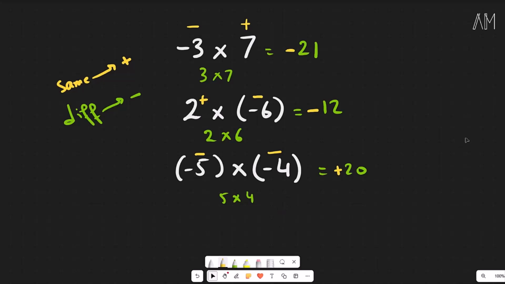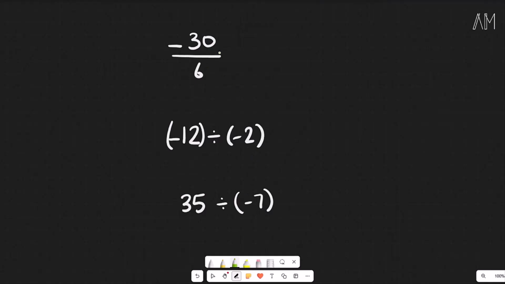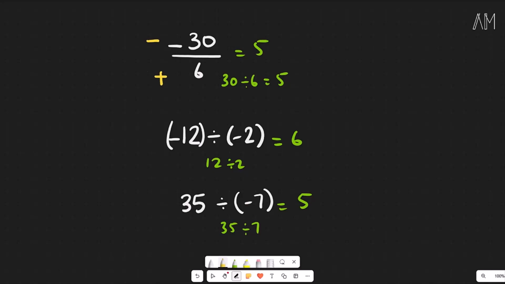Let's take some examples for division. In this case, again, we apply the division without the signs. So 30 divided by 6 is equal to 5. Here, 12 divided by 2 is equal to 6. And here, 35 divided by 7 gives me 5. Now, to look for the sign, here it's negative and positive. Different means what? Negative. So the answer is negative 5. Here I have negative and negative. They are the same. So at the end, the answer will become positive. Here I have positive and negative. So in this case, since they are different, the answer at the end will become negative.